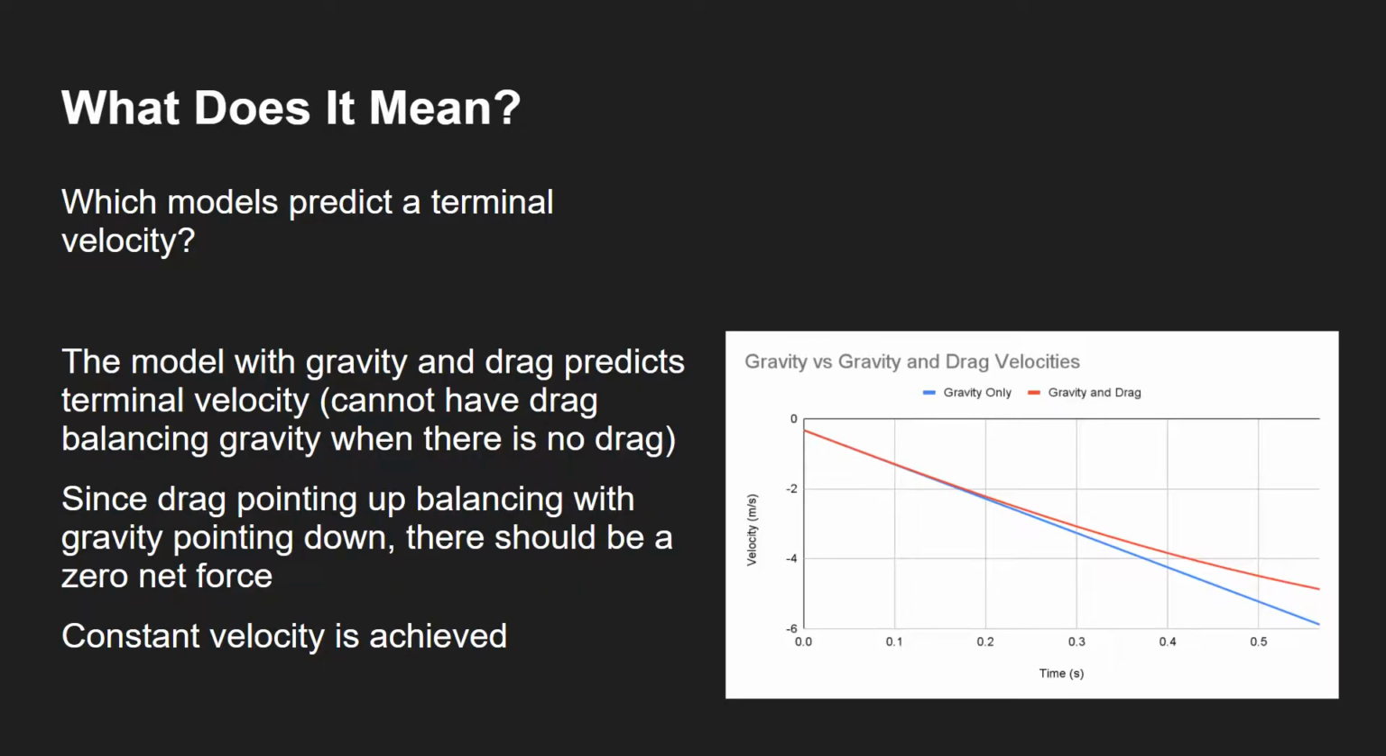Which of the two models actually predicts the terminal velocity? The model with gravity and drag was found to predict terminal velocity because terminal velocity is when the force of drag up balances with the force of gravity down, and when these two cancel out, you end up with a net force of 0, and then constant velocity is achieved, which is visualized on velocity over time graphs as a horizontal line. While that isn't shown on this graph, the gravity and drag scenario alludes to that happening somewhere off the graph.